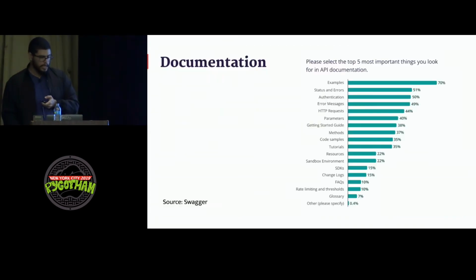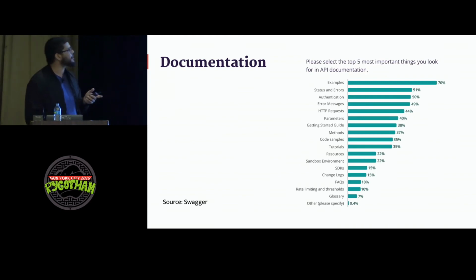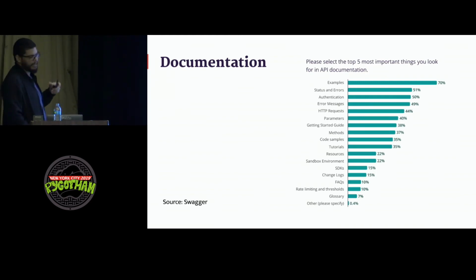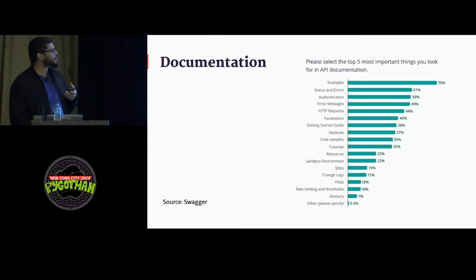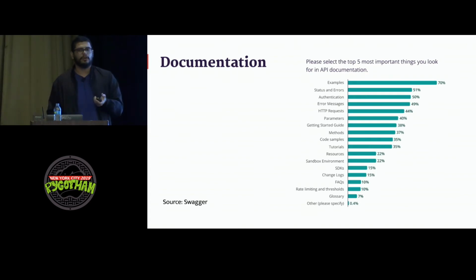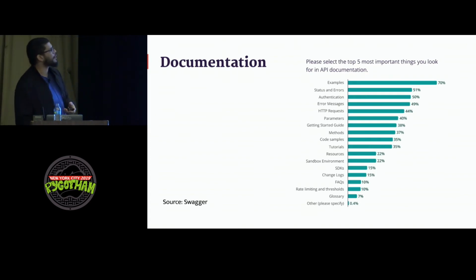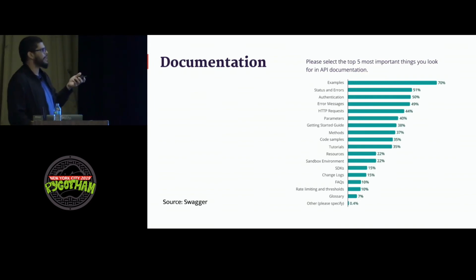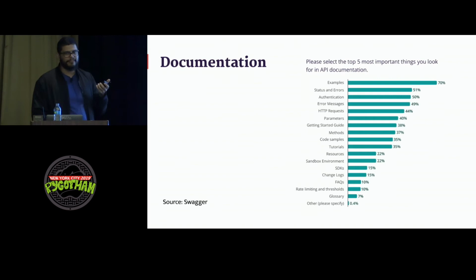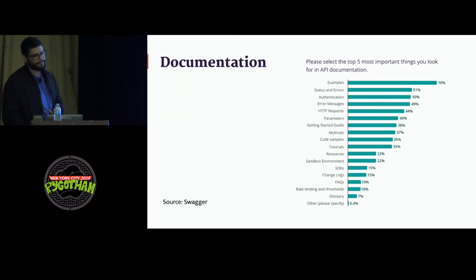Also, documentation. Documentation is where you start giving clues for your user to leave the maze. This is research that Swagger did, asking developers, I think it was 3,000 developers, what their top 5 things were that they look for in API docs. So we have examples, status and errors, authentication, error messages, and HTTP requests as the top 5 that developers look for.